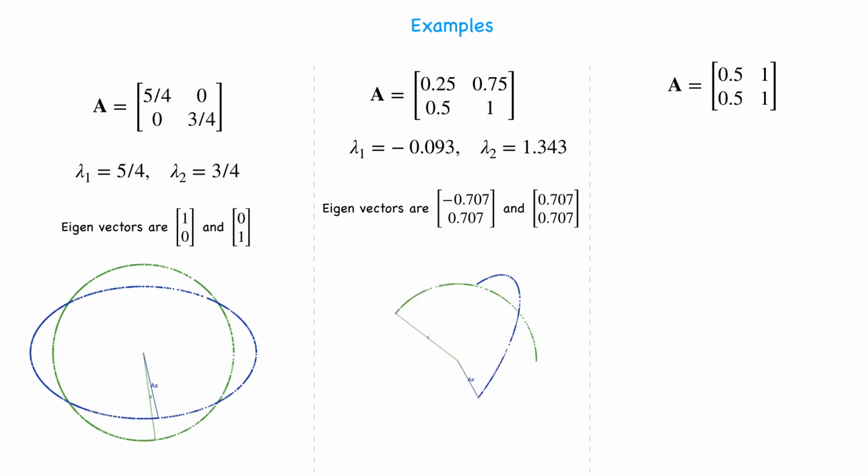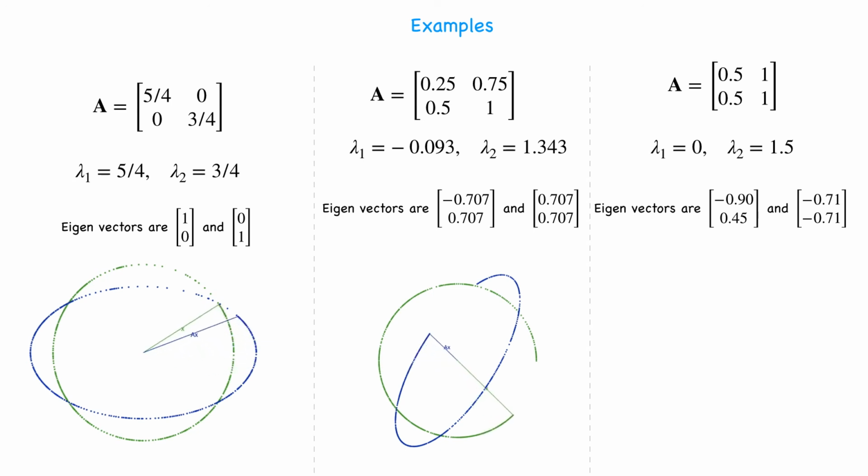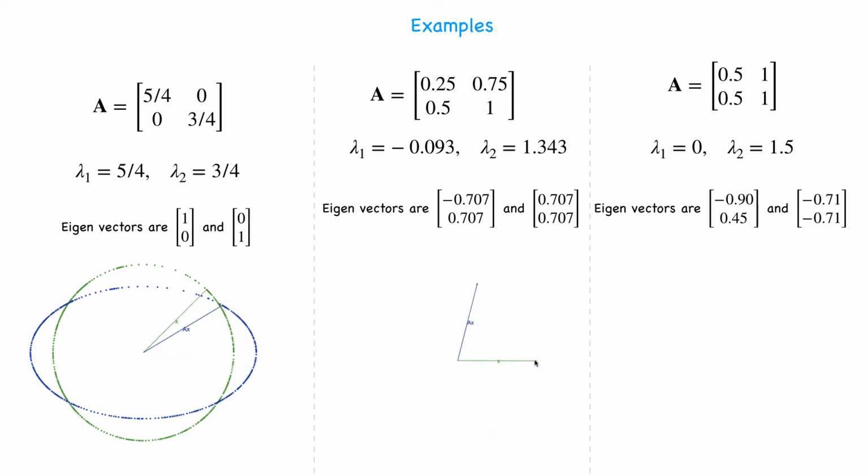Let us take another example. Here the vectors are dependent, so one of the eigenvalues is 0. The eigenvectors for these eigenvalues are [−0.9, 0.45] and [−0.71, −0.71]. One is lying in the second quadrant and the other in the third quadrant. But the eigenvalue for the first eigenvector is 0, so it will not have any length along the minor axis, whereas for the second the value is bigger. This is how it looks.